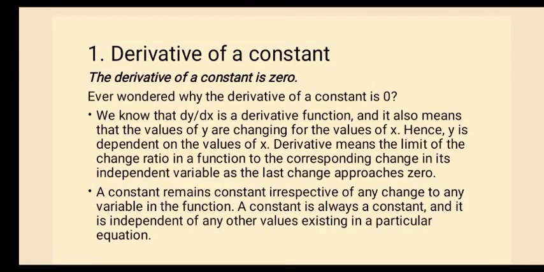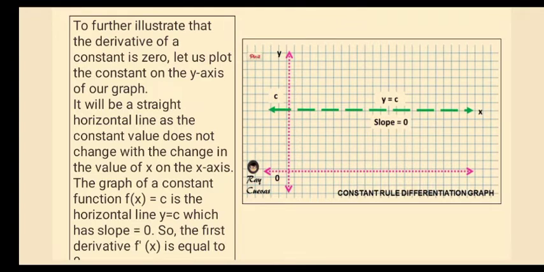So we've known earlier that the derivative of a constant is always 0. That can be seen on the y-axis of our graph. So it will be a straight horizontal line as a constant value does not change with the change in the value of x on the x-axis. So the graph of a constant function f(x) is equal to c is a horizontal line y is equal to the constant, which has a slope of 0. So the first derivative of f(x) is equal to 0. So if it is only constant, there is no change. That is why the slope is 0.